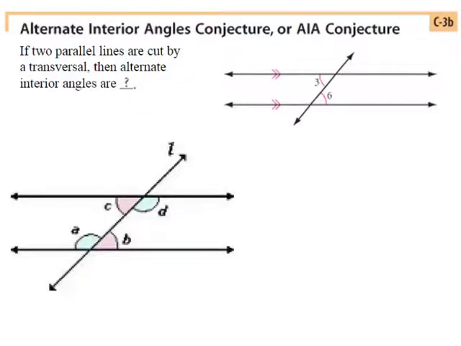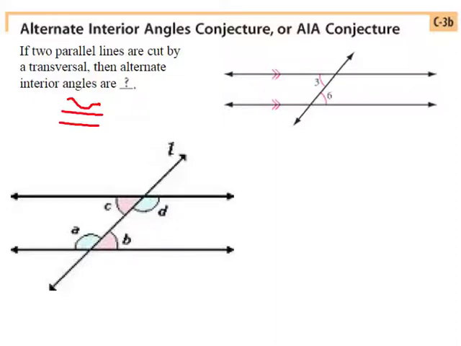The next conjecture we have is alternate interior angles, and that would be defined here. So C and B are alternate interior angles. A and D are alternate interior angles. Same with 3 and 6 up here. So if these are cut by a transversal, then they are also congruent, which means they are the same.